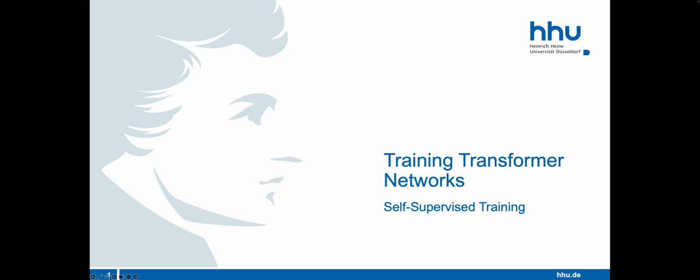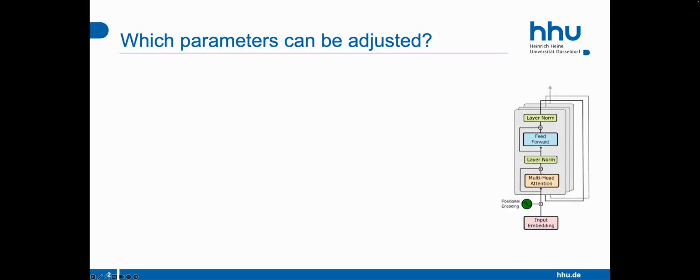So far, we have only looked at the forward process of the transformer network encoder, assuming that we already have trained parameters that lead to meaningful token representations that come out of the encoder. In this video, I will show you how we can train transformer network encoders to actually produce meaningful numerical representations of the input sequences. Let's have a look at which parameters are actually trainable.